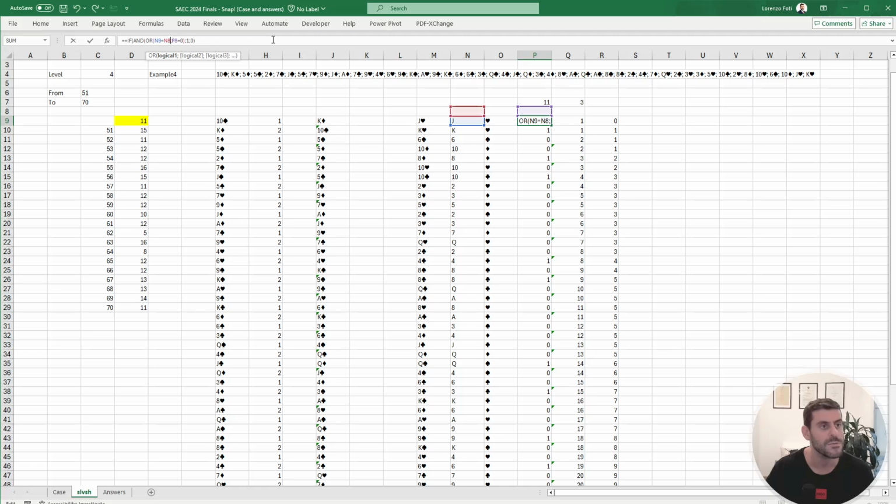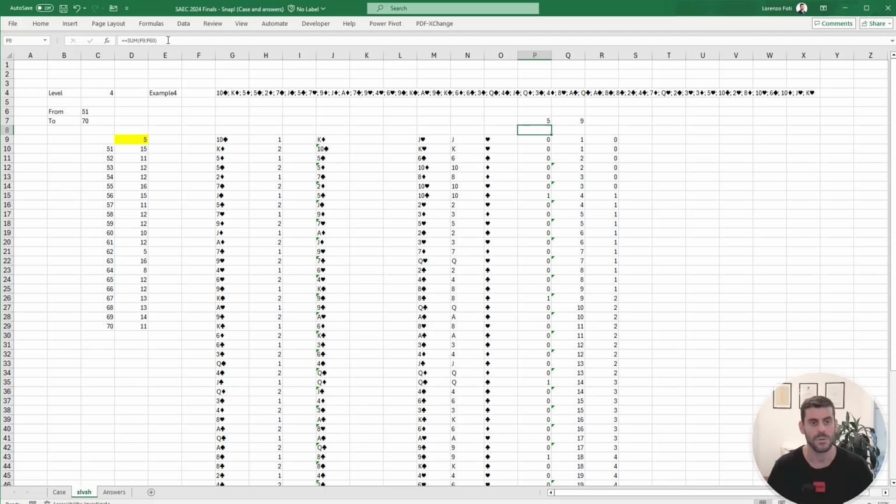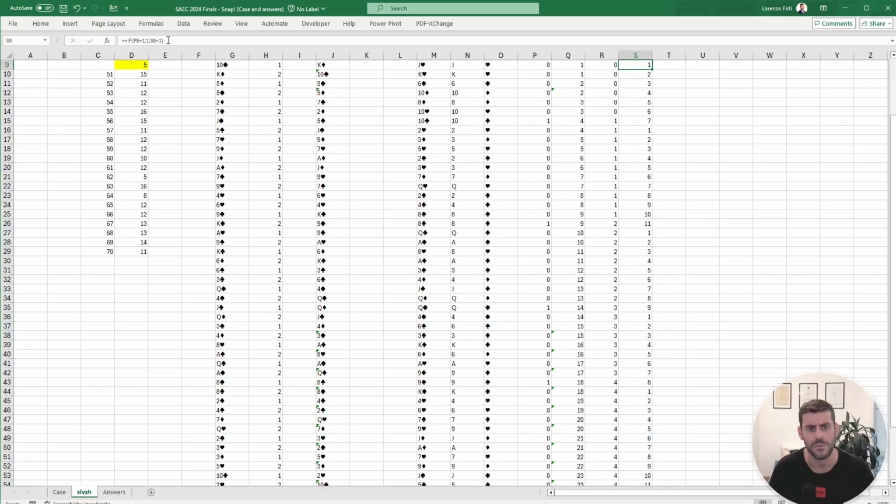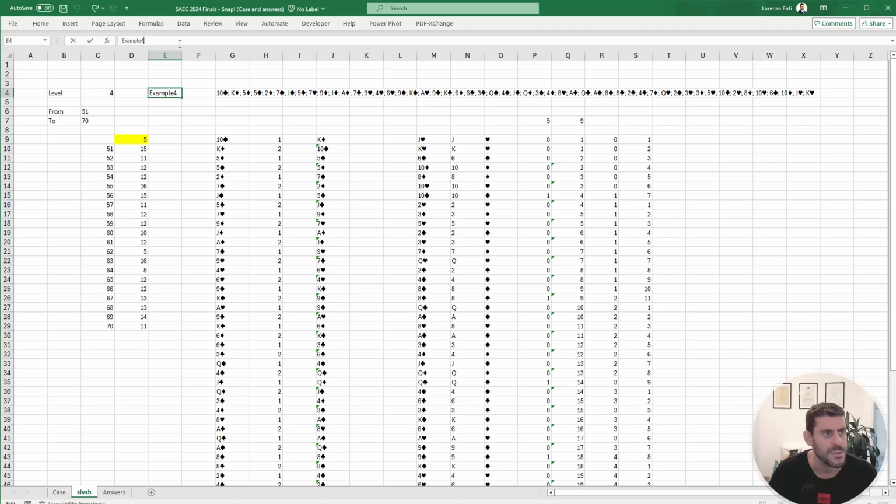Let's remove the suits. So this was the turn, this is an up count. So if the previous one is a snap, then 1. Why is this plus 1? Not sure. Let's see.